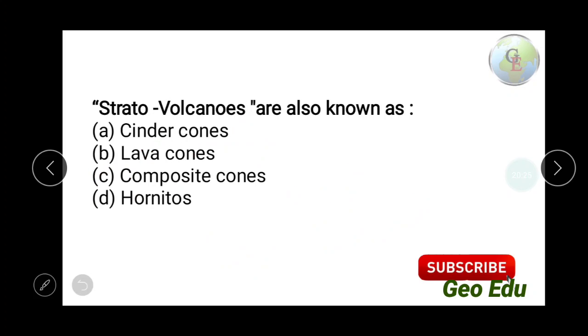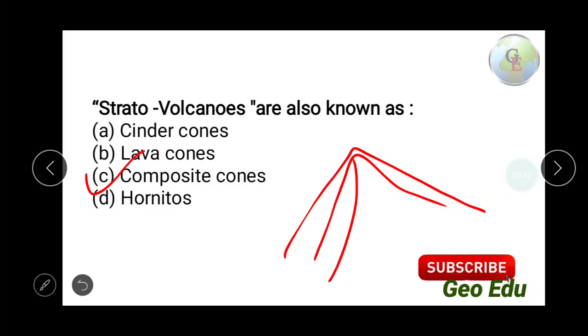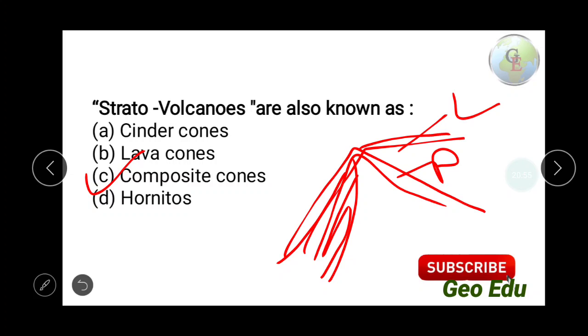Next question. Stratovolcano is also known as cinder cones, lava cones, composite cones, and hornitos. So stratovolcano is known as composite cones. As you have seen, stratovolcano is like this, and there are layers. One layer will be pyroclastic material, and one layer will be lava flow. This is a stratified type of volcanic cone. So this is also known as composite cone.